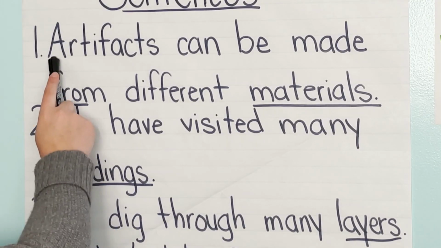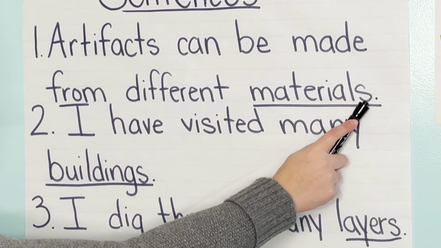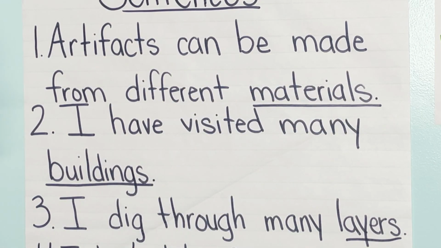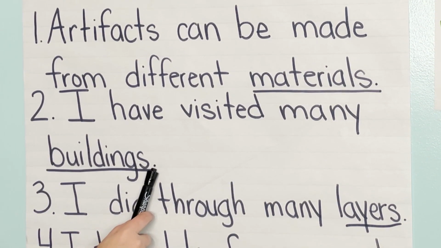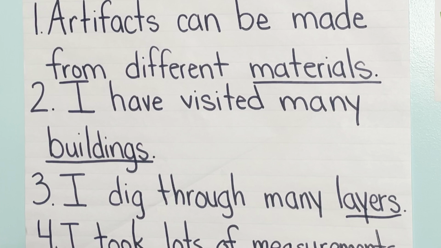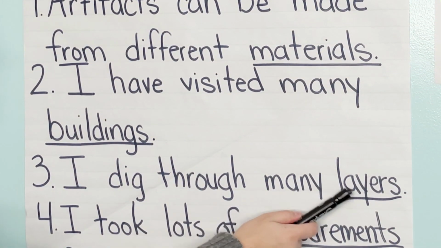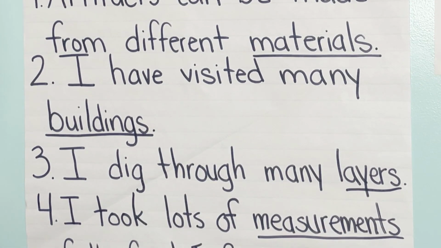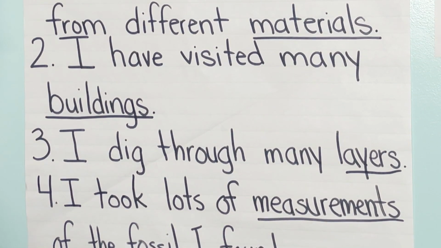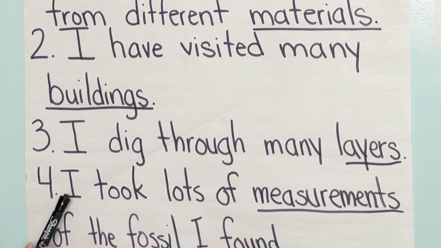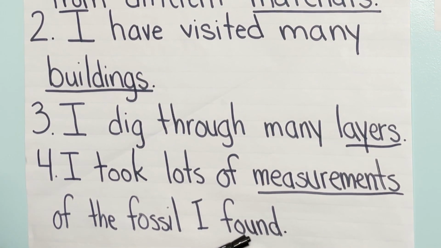All right. Artifacts can be made from different materials, more than one material. Number 2, I have visited many buildings. You have visited more than one building. Number 3, I dig through many layers. How many layers? We don't know, but there was more than one, right? Digging through the ground. And number 4, I took lots of measurements of the fossil I found.